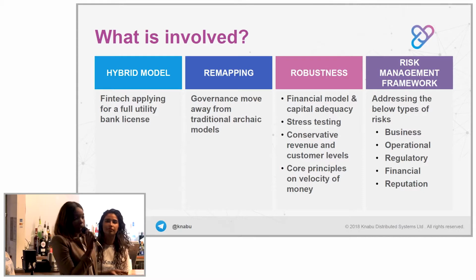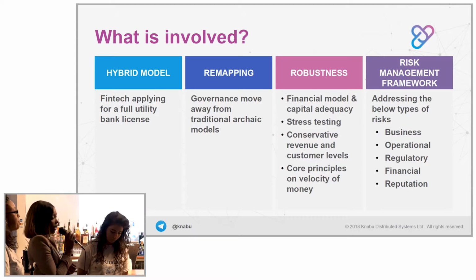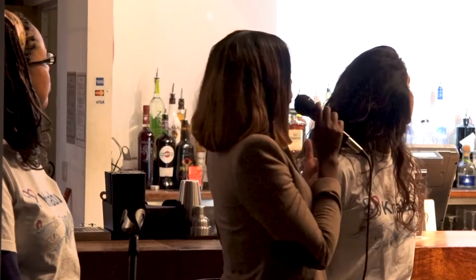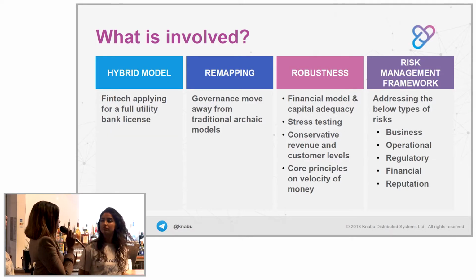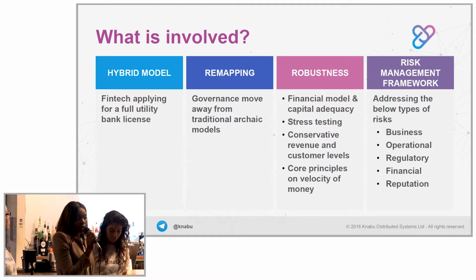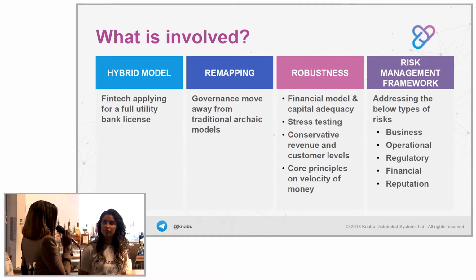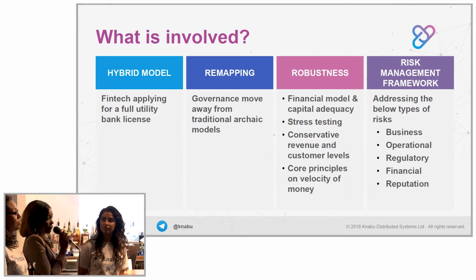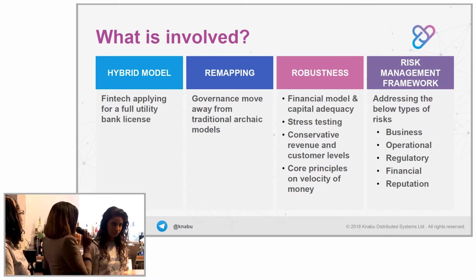In terms of remapping, we've done a lot of remapping in terms of our governance and our overall business plan, moving that away from the traditional archaic model, which is clearly not working, and we're moving that more towards a blockchain crypto world. I've spent a lot of time building a financial model that's very robust and can withstand stress tests. So, I've been quite conservative in terms of the customer levels and volumes that we've used to produce that model.